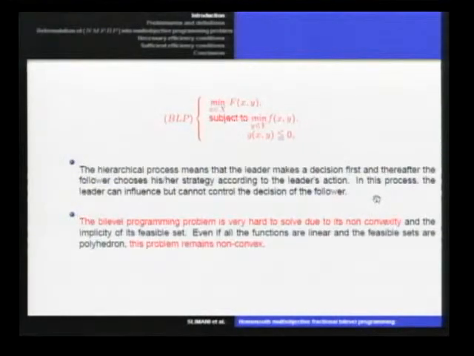Which is the first constraint? Subject to what? The first constraint. Sorry? Which is the first constraint? Subject to what? Y, or Y? Subject to minimize f(x,y), where y belongs to the capital Y.